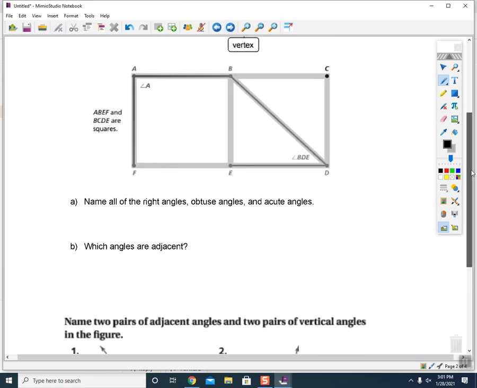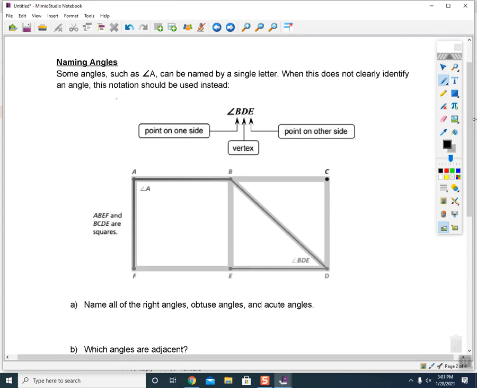Okay, so let's do some practice here. So first of all, when we're looking at naming angles, sometimes we can use just the letter itself to name angles, but that's not always super clear. And so if I want to identify angles, I need to use a 3-point system. So what I'm going to do is look at, well, what's a point on one side? What's the vertex of the angle? And then what's the point on the other side?